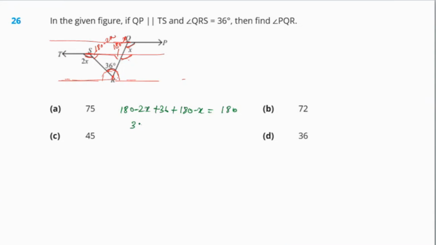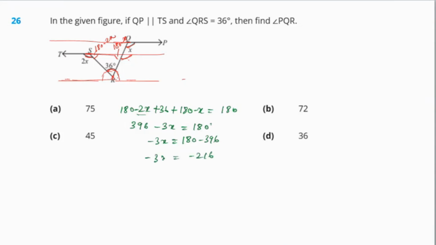360 plus 36 gives us 396. And minus 2x and minus x gives us minus 3x, which equals 180 degrees. So minus 3x equals 180 minus 396. Since 180 plus 180 gives us 360, and if we add 36, we get 396. From 180, we subtract 396 and we get minus 216 degrees.